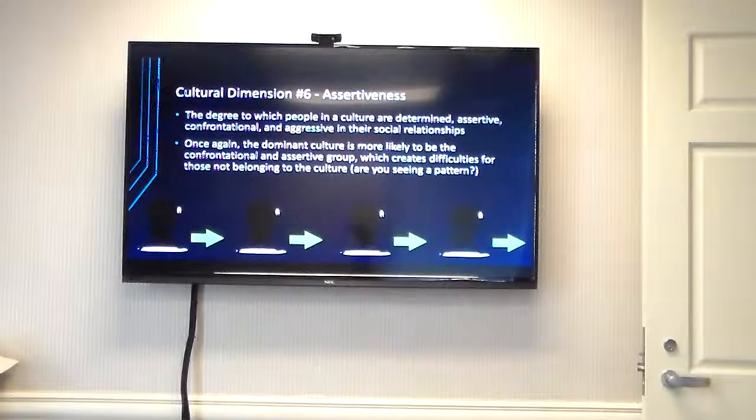Assertiveness. Different cultures are assertive. Different cultures get what they want. The dominant culture tends to be confrontational and assertive, which creates difficulties for those who don't belong to it. So I think that's another pattern that we're seeing.